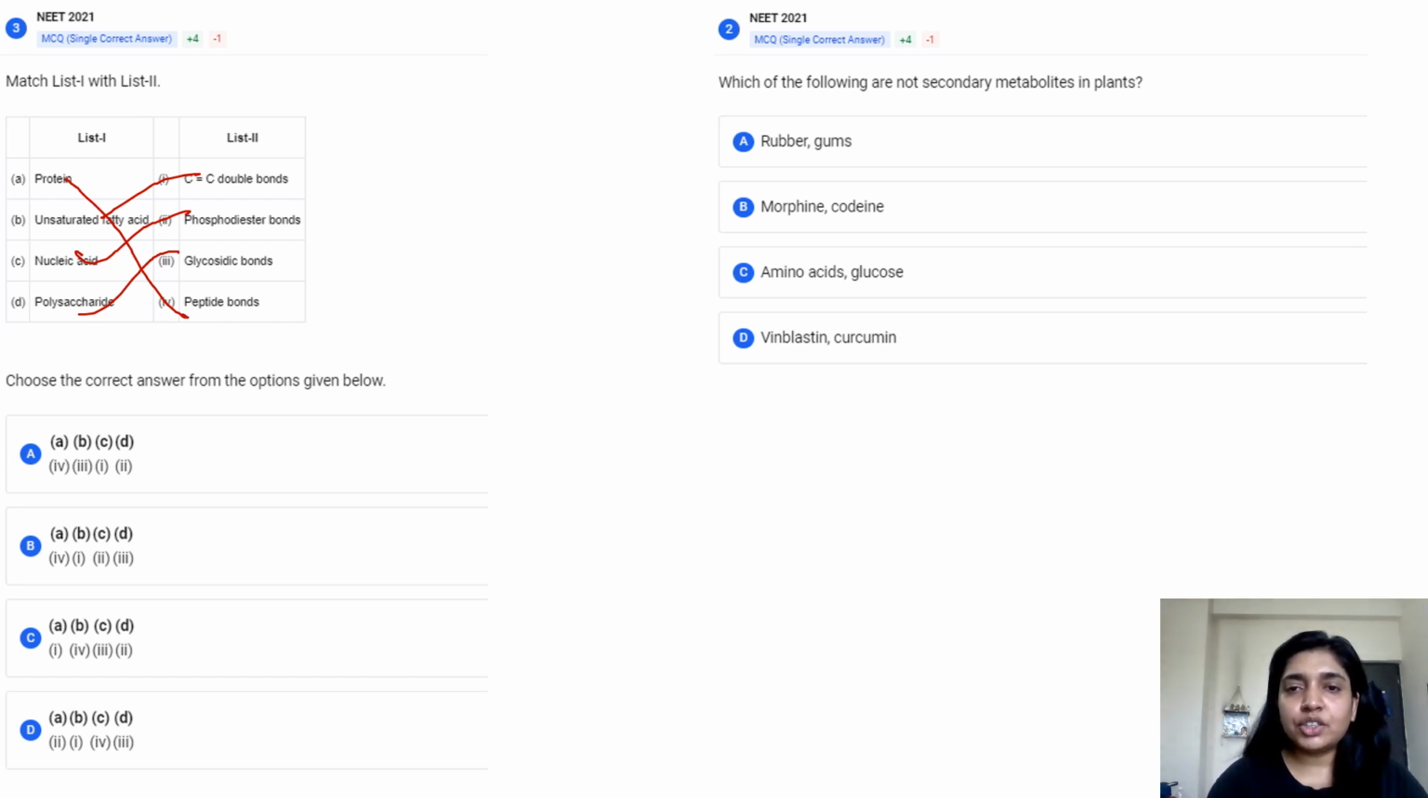Which of the following are not secondary metabolites in plants? So again, the difference between a primary metabolite and a secondary metabolite is that the primary metabolite is always being produced, it is always being used, right? So over here in all of these cases, amino acids and glucose are always needed by the plant. So it becomes a primary metabolite. So this is your answer. Because they are asking which are not secondary metabolites, which means which are primary metabolites. Hence, this is the answer.